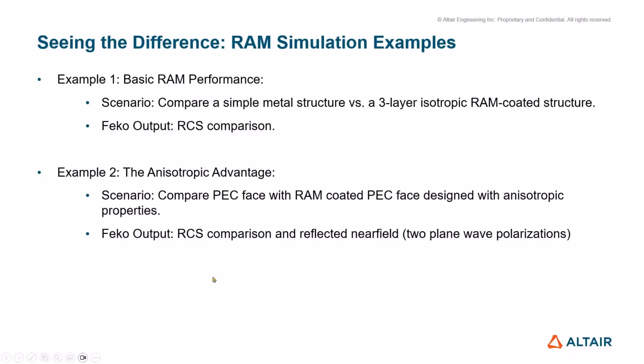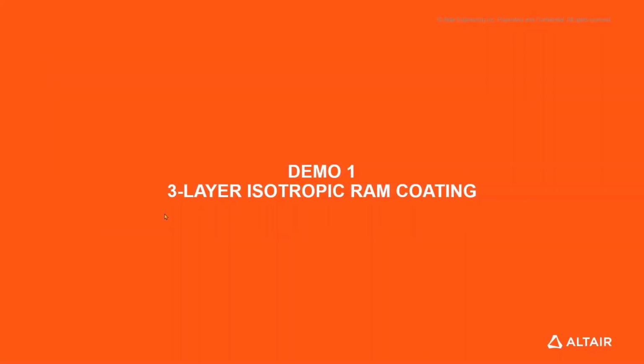Then example 2 will be the anisotropic case, where I define a 3D anisotropic RAM material with some values that I found using optimization in Feko this morning, actually. And the interesting thing about example 2 is that I designed the RAM to be more absorbing for, let's say, one polarization of the incident wave, and less absorbing, or actually not absorbing at all, for the 90 degrees off polarization of the plane wave. So let's see if we can do that. So demo 1, 3-layer isotropic RAM.